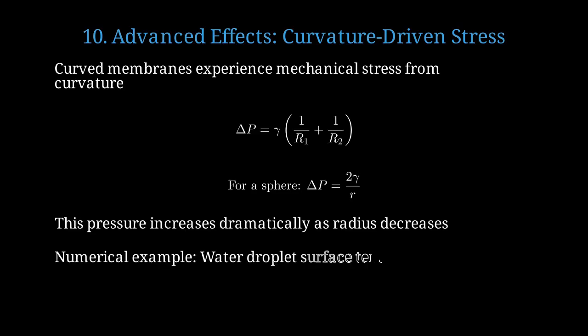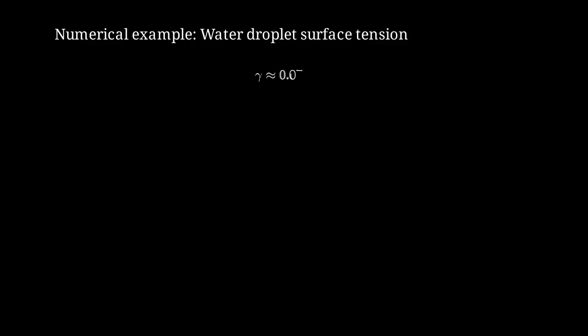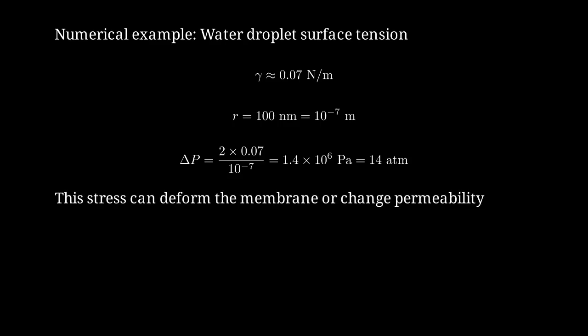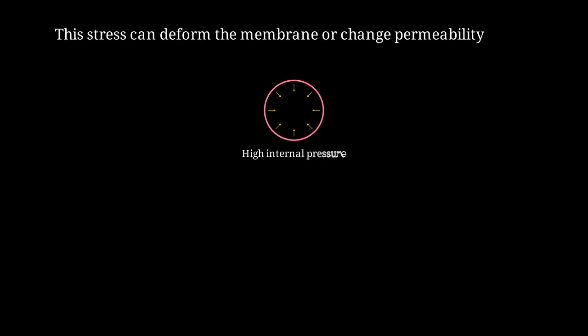This internal pressure increases dramatically as radius decreases, creating mechanical stress in the membrane. Let's calculate this for a water droplet to see how large the effect is. Water surface tension is about 0.07 newtons per meter. For a 100 nanometer radius droplet, the pressure difference is 1.4 megapascals, which is 14 atmospheres. That's enormous internal pressure. This stress can deform the membrane, change its permeability, or even rupture it under certain conditions. These arrows pointing inward represent the high pressure trying to compress the capsule contents due to surface tension.